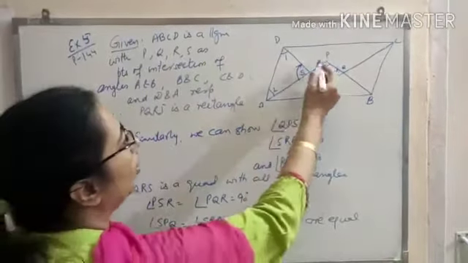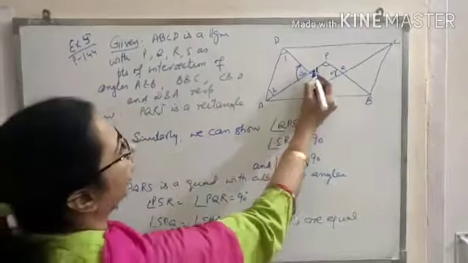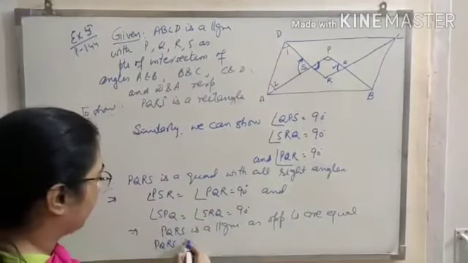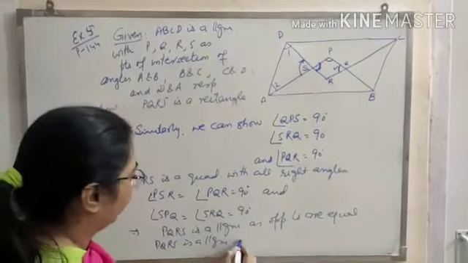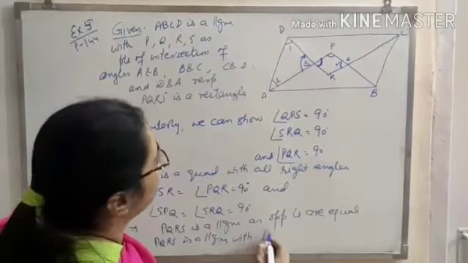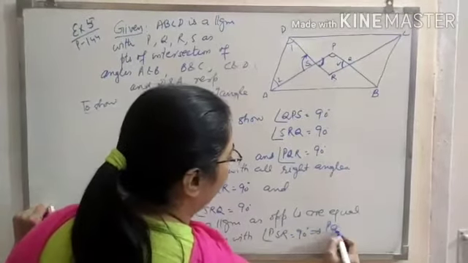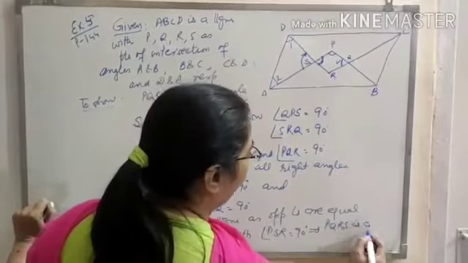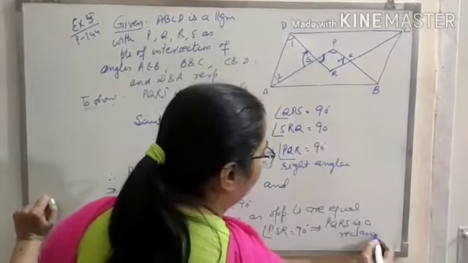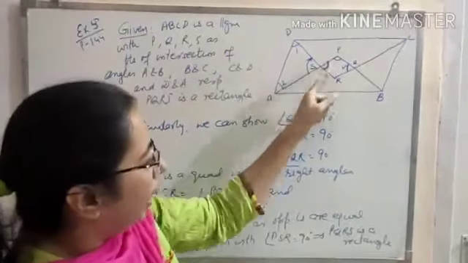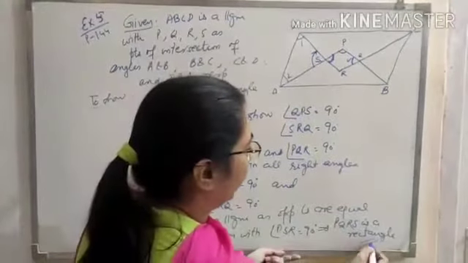And a parallelogram with one angle 90 degrees. I can take any angle, PSR. PQRS is a parallelogram with one angle 90 degrees, that is PSR is equal to 90 degrees. It means PQRS is a rectangle. Whenever you have to show it is a rectangle, you show that it is a parallelogram with one angle 90 degrees, so it becomes a rectangle.